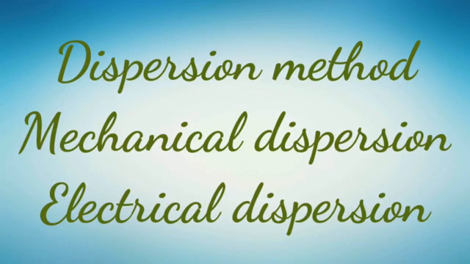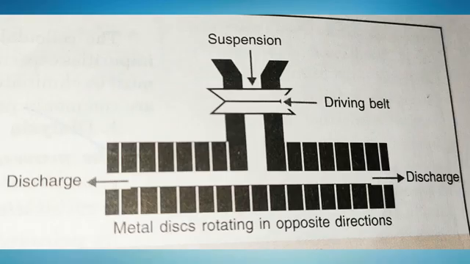In the dispersion method, we can use mechanical dispersion and electrical dispersion. In mechanical dispersion, the substance is first ground to coarse particles. It is then mixed with the dispersion medium to get a suspension, and the suspension is then ground in a colloidal mill. It consists of two metallic discs nearly touching each other and rotating in opposite directions at a very high speed, about 7,000 revolutions per minute.